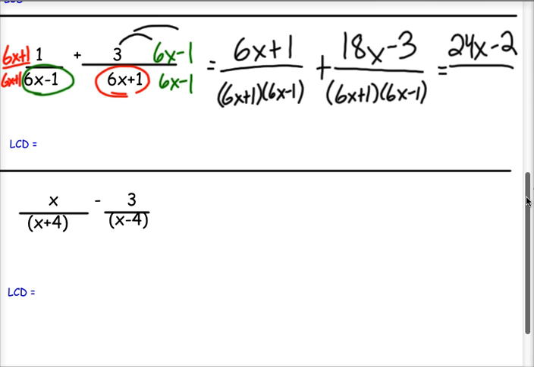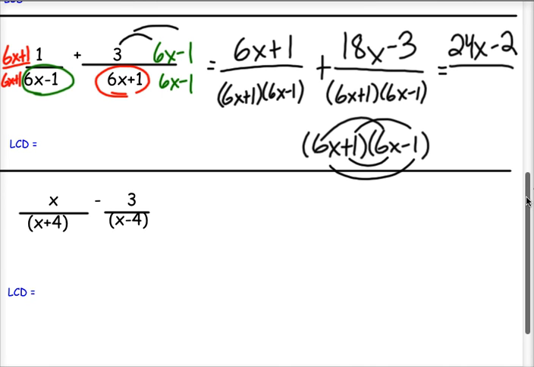Now on the bottom, how do we deal with things that look like that? If I want to write that, 6x plus 1 times 6x minus 1, in normal standard form, remember that is our foiling process. Okay, so again, I'm not going to take too much time on the foiling. However, I want you to take some time to work it out.